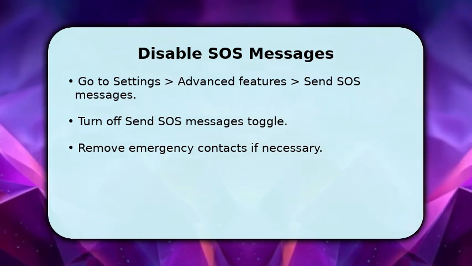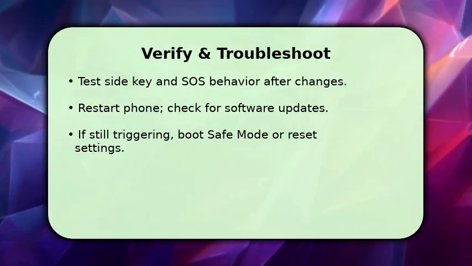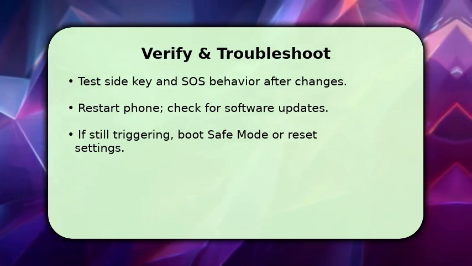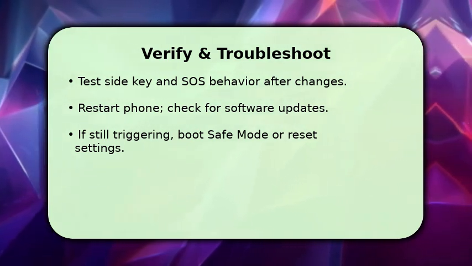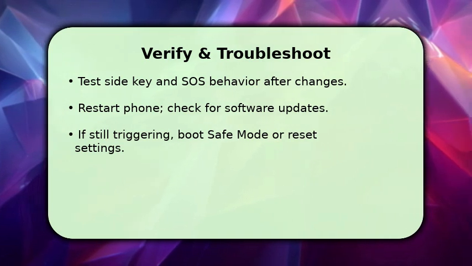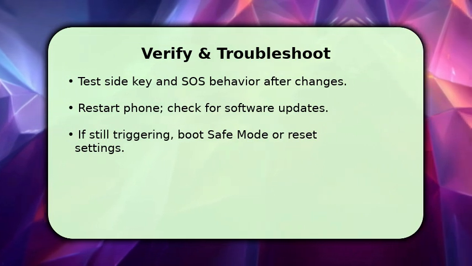Finish by testing. Press and hold the side key and attempt the old trigger. It should show the power off menu and not call emergency services. Restart the phone to ensure settings persist and check Settings Software Update to install fixes. If an SOS still triggers, boot into safe mode to rule out third-party apps or reset settings.